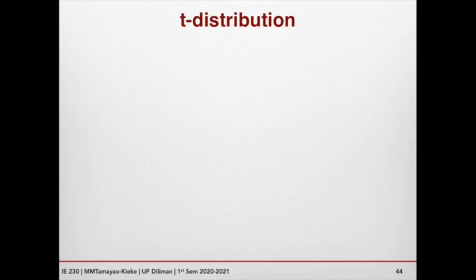Now, let's look at another distribution that you will be hearing a lot in this course, the t distribution. If z is an independent standard normal random variable and chi-squared sub k is an independent chi-square random variable, then the random variable t sub k, which is equal to this term here, follows a t distribution with k degrees of freedom.